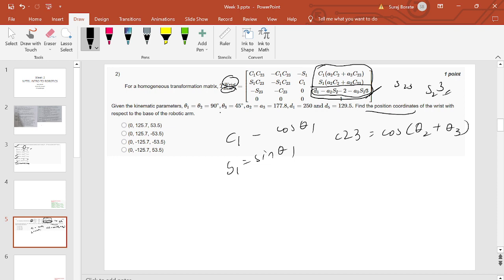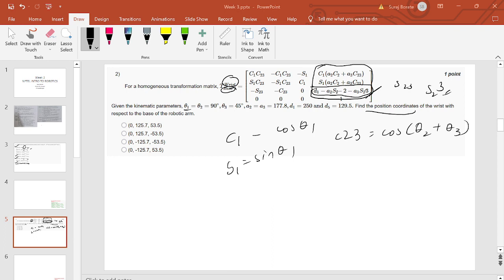Basically, they have given you the matrix and the values, so you just plug in the values and check the answer. You can do it by hand, but now I'll use MATLAB. Typing this very big matrix and cos of theta 2 plus theta 3 again and again is too much effort, so I lazily made variables theta 1, theta 2, theta 3 and the variables S1, C1, S2, C2, C23, S23.